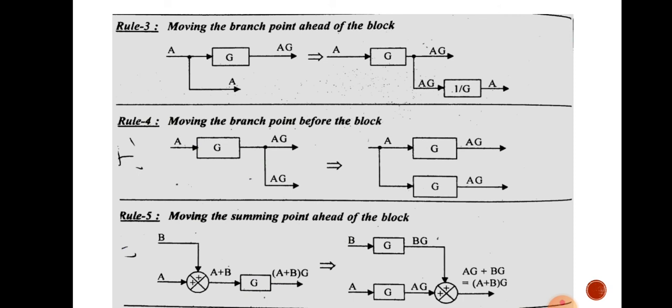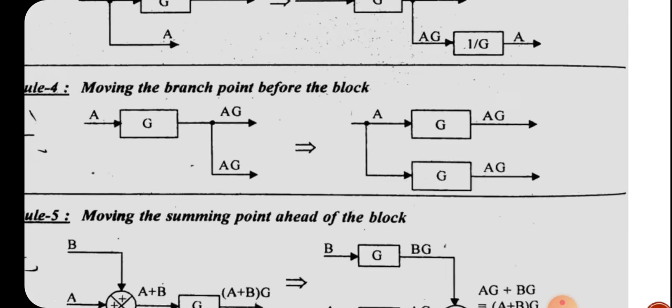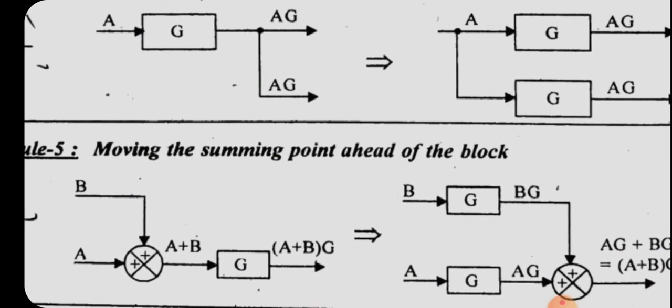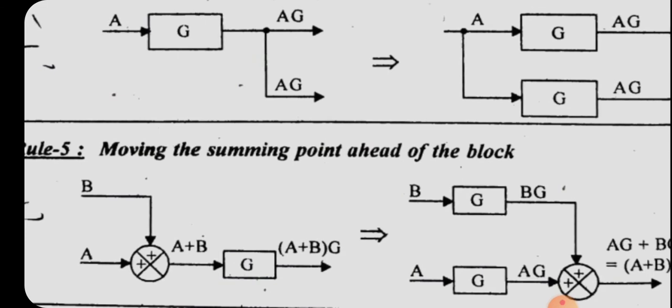The next rule is moving the summing point ahead of the block. Here, the fifth case is moving the summing point ahead of the block. In that case, the summing point is before the gain block G, and A and B are given to that summing point. So the output of the summing point is A plus B, and this A plus B goes to gain G, and the output of the block will be A plus B into G.